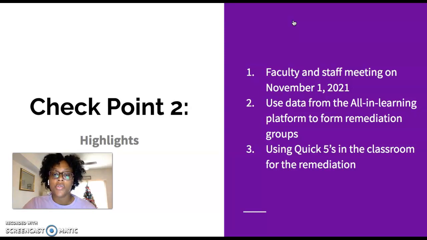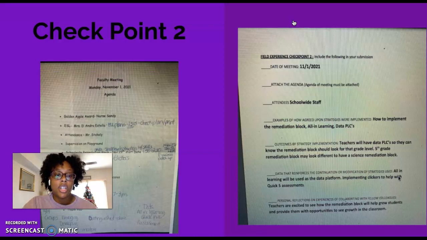And on the next slide, you will see that I have the agenda that we discussed on November the 1st, as well as just some little notes. Again, the school-wide remediation block, the times when we will be doing the remediation block, making sure that all the students are uploaded on All-In Learning, the use of clickers that will go along with the All-In Learning. We definitely talked about that and the importance of data using this All-In Learning platform.